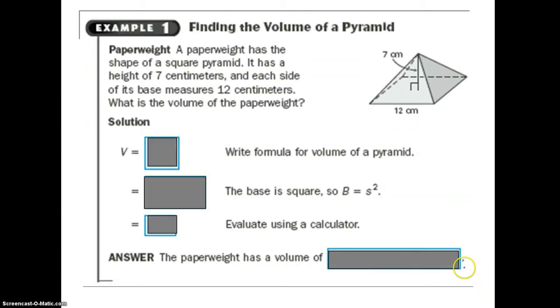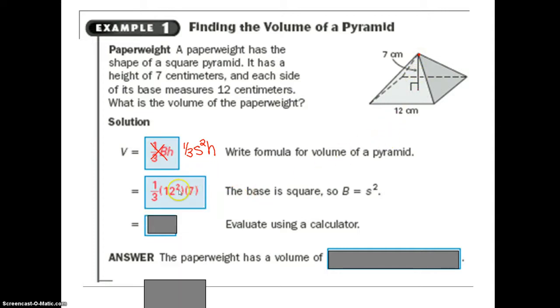For example 1, a paperweight has a shape of a square pyramid. So if you go back to a square pyramid, we're going to use the formula 1/3 side squared times h, which is the height of the pyramid. The height is 7 centimeters, and each side of its base measures 12. You can see the height is from the middle of the square to the very top of the vertex.